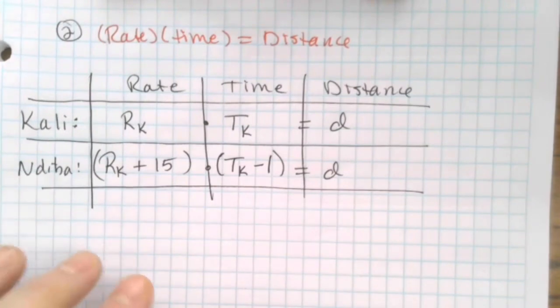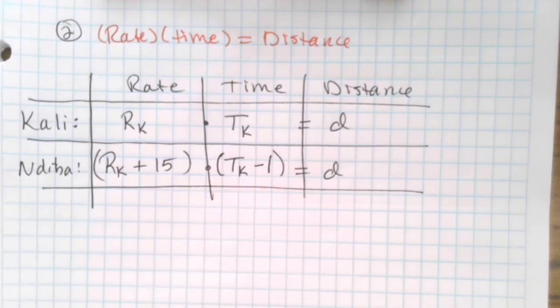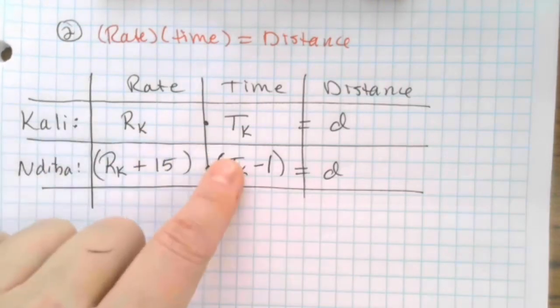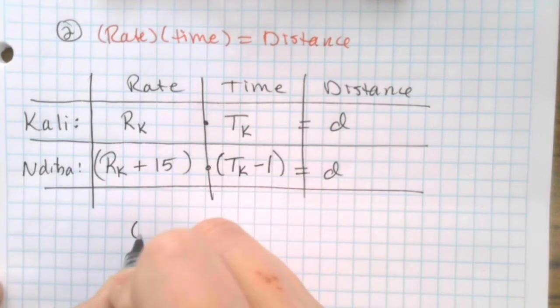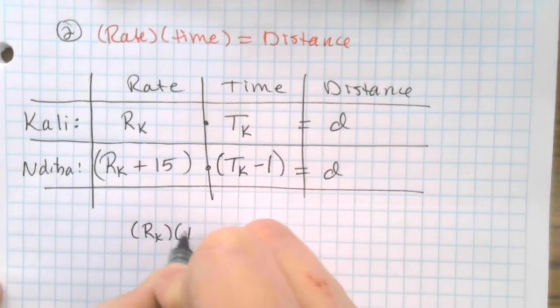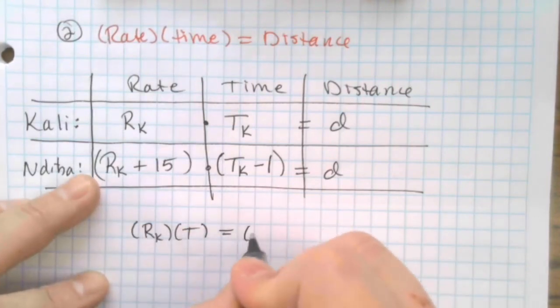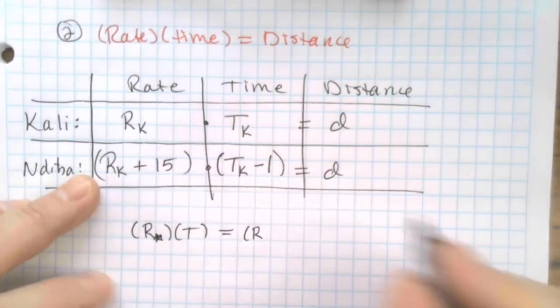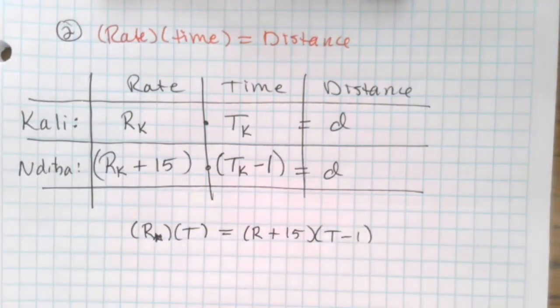So what you have to do is when you're writing rate and time, you have to replace enough variables that you get yourself down to only 2. Now, if you look at this, we still have 3 variables, R, T, and D. The thing is, since they both travel the same distance, we can actually set their equations equal to each other. I'm just going to change it to R because it's all in terms of Kali anyway. R plus 15 times T minus 1, we can put them equal to each other.